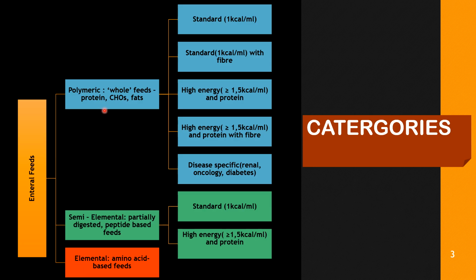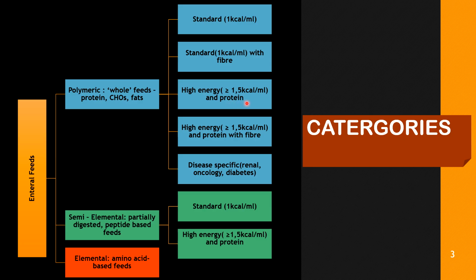Okay, then if you look at the polymeric category, you have the standard feeds, which is 1 kcal per mL. So any standard feeds, you're going to put it under this. We have standard with fiber, so again 1 kcal per mL, and if the feed has fiber inside, you add it to this category. For example, they might say inulin or something like that. They'll give you the fiber type. Then we have high energy and protein. I would say and or protein, because sometimes high energy feeds may not necessarily be high in protein as well. So you can just look out for that as well.